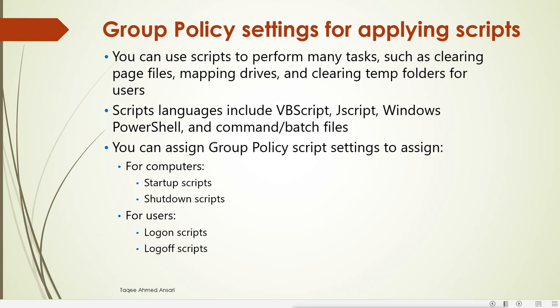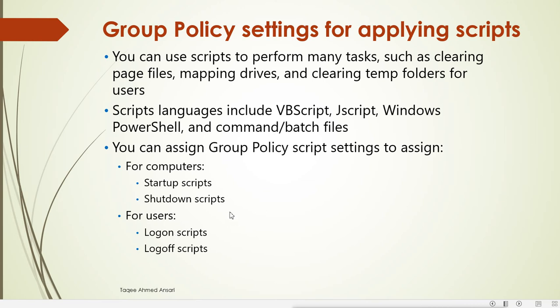The scripting languages include VBScript, JavaScript, Windows PowerShell, and command batch files. You can assign the group policy script setting for computers, for startup and shutdown. That means whenever the system starts, you want to run some script, or you want to run a script when the system shuts down. It will run that script every time the system starts or shuts down. For users, we can run the script for logon or logoff. Whenever the user logs on, it will run the script, and whenever the user logs off, it is going to run that script.